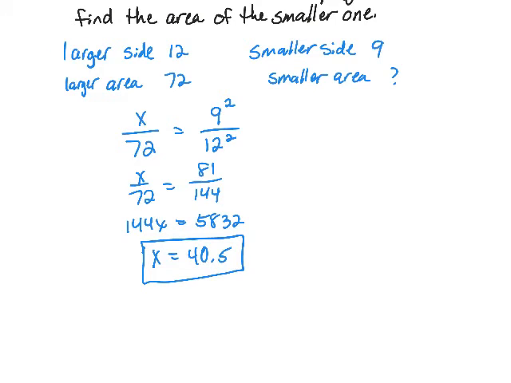Okay? An equivalent expression would have been this. X over 72 is equal to 9 over 12, the whole thing squared. Because when you're squaring that entire thing, you're squaring the numerator, you're squaring the denominator, and it looks just like that.